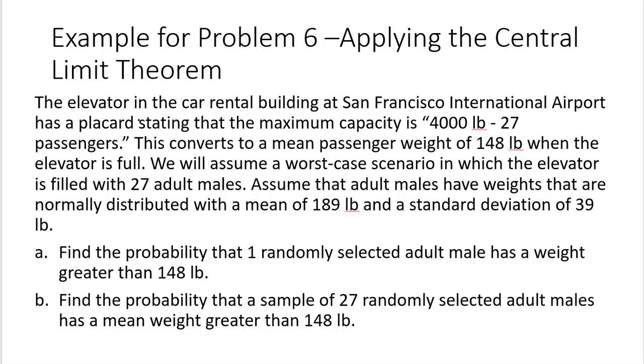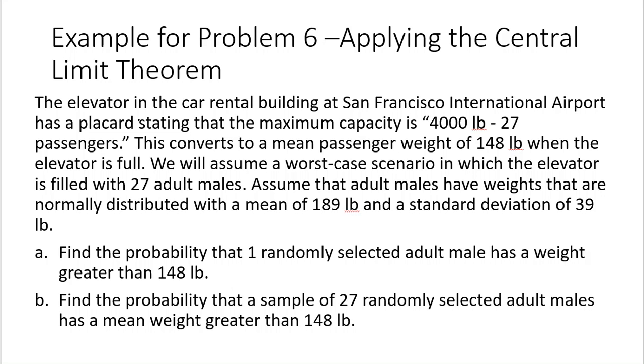You've got an elevator, okay? And its maximum capacity written on the wall says 4,000 pounds or 27 passengers. That means that on average, when the elevator is full, the average passenger must weigh about 148 pounds, okay? Divide 4,000 by 27, and that's what you come up with. We're going to assume a worst case scenario, in which case the elevator is filled with 27 adult males.